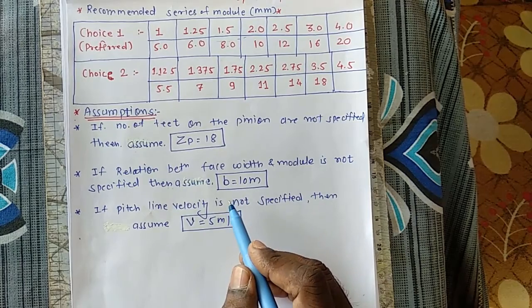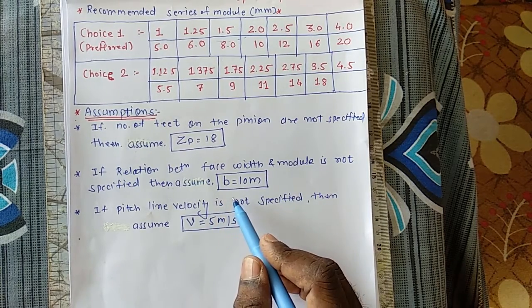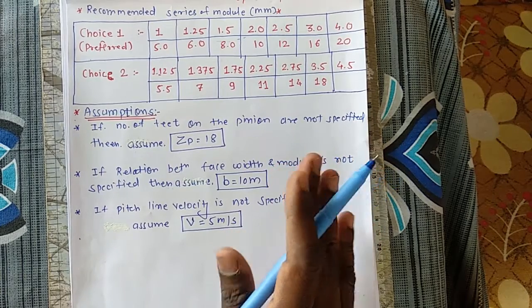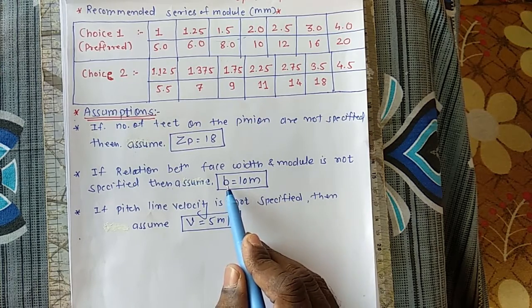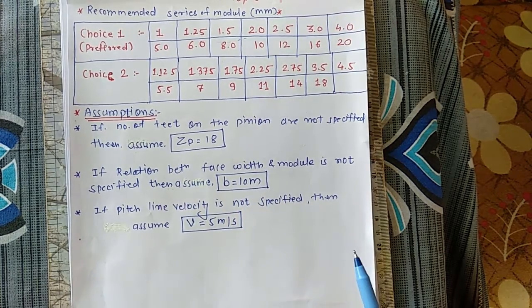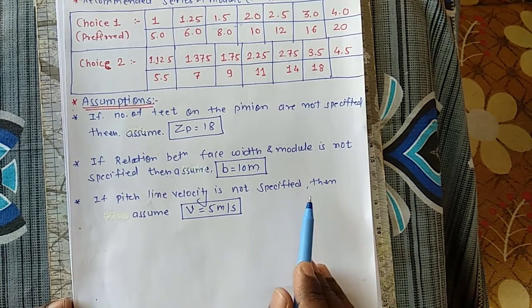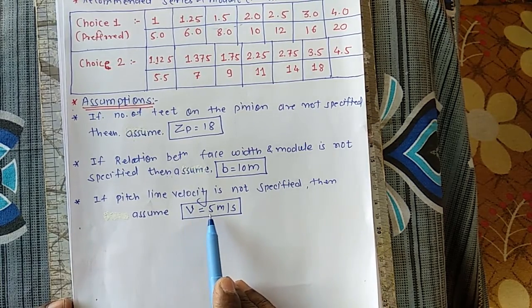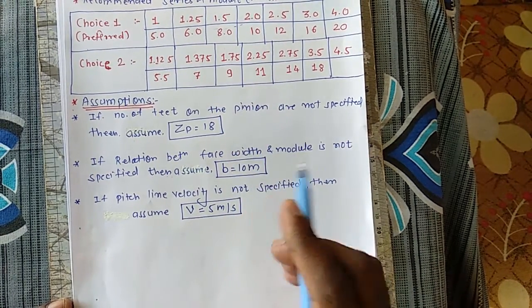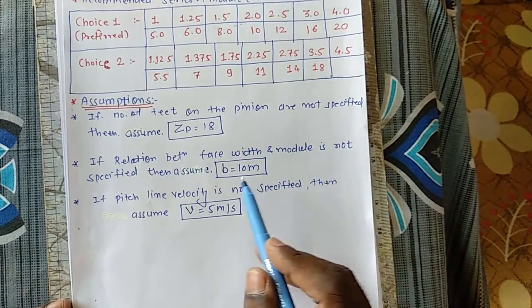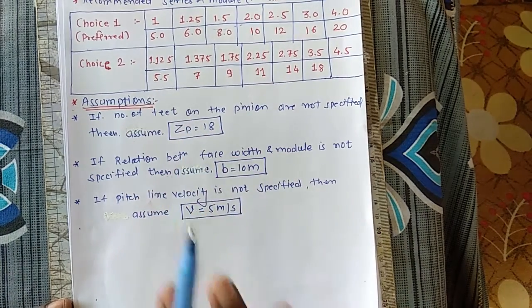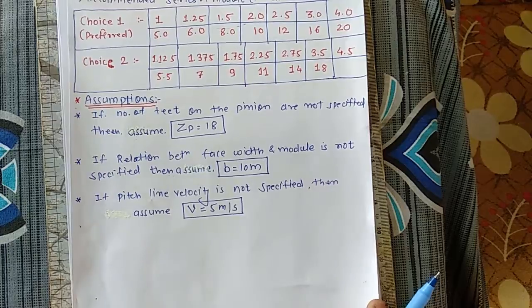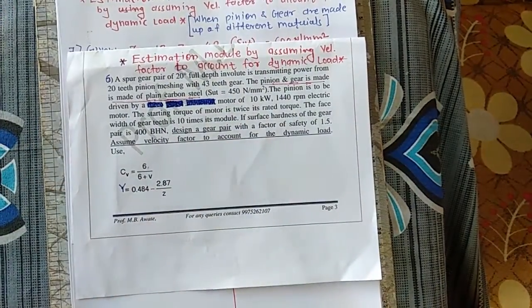Again, whenever the relation between module and face width is not specified in the problem, then take face width equal to 10 times module, means B is equal to 10 m. And also, if pitch line velocity is not specified, then assume pitch line velocity V is equal to 5 meter per second. We are using these values when any of the content like number of teeth on the pinion, relation between face width and module, and pitch line velocity is not specified, then we have to go for these assumptions. Okay. So now what we will do, we will read the problem statement.